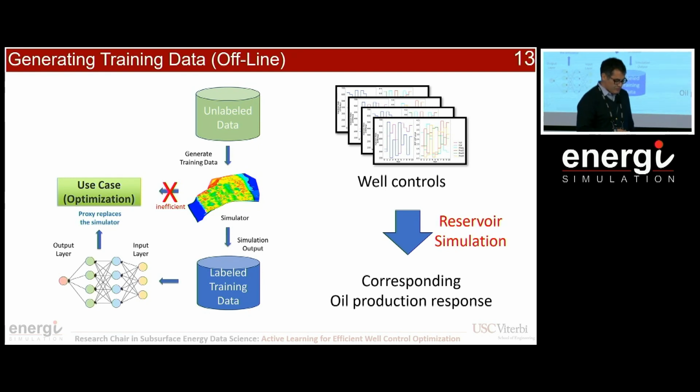Then, once you go through the training, let's say you use a neural network for this, and once you develop this trained neural network model, you use it for optimization. So this was our starting point. We looked at it and said, okay, we generate some data, we train a neural network, and we go after optimization. We'll see what happens.